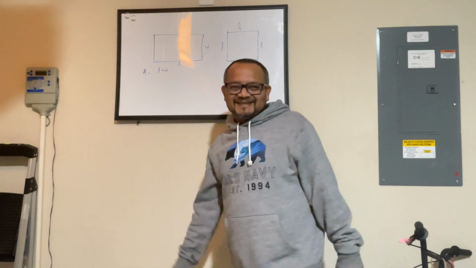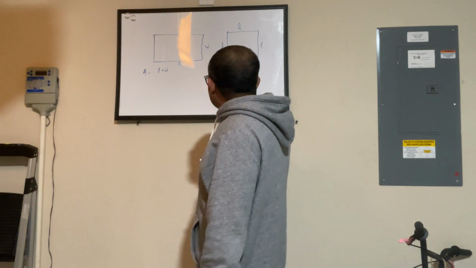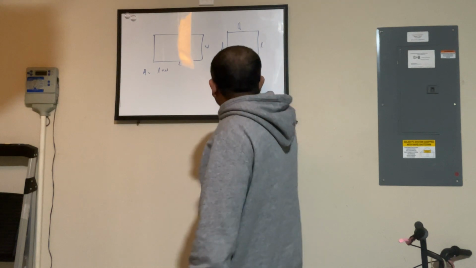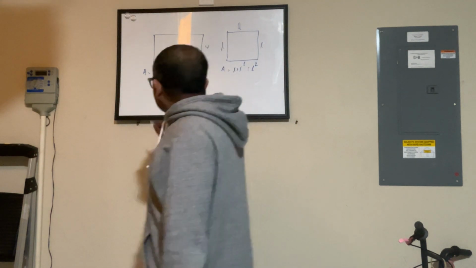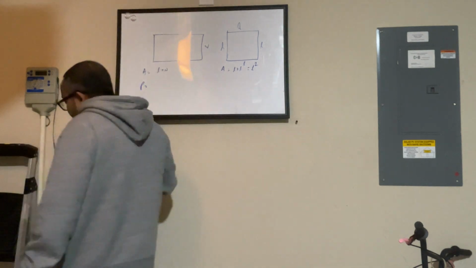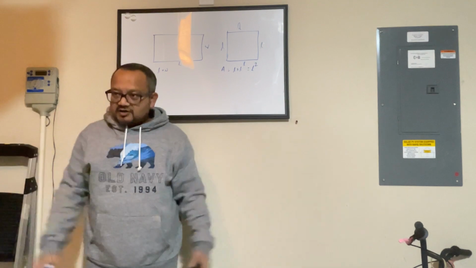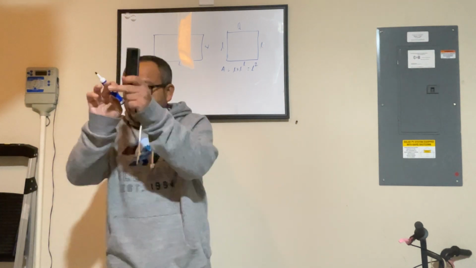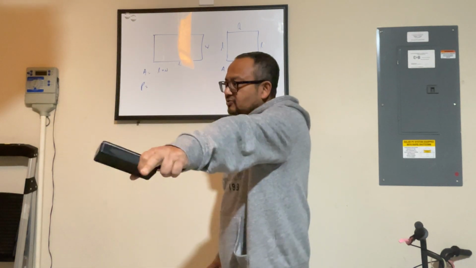Listen to me. The area of a rectangle is length times width. The area of a square is length times length because there is no separate width. It's the same, so length square. Now we talk about perimeter. When you say perimeter, what comes to your mind? The total border, the length of the entire border. He told me the concept.